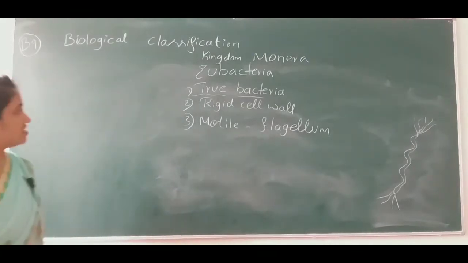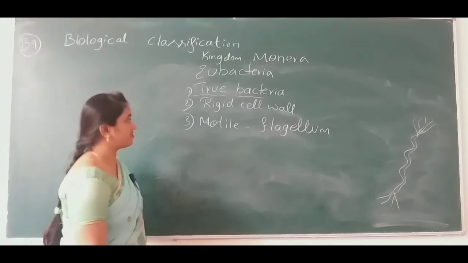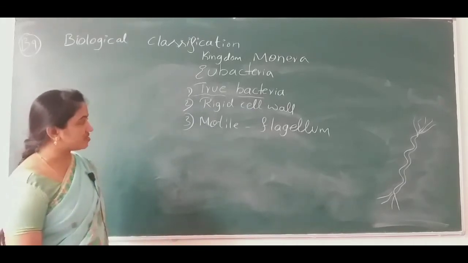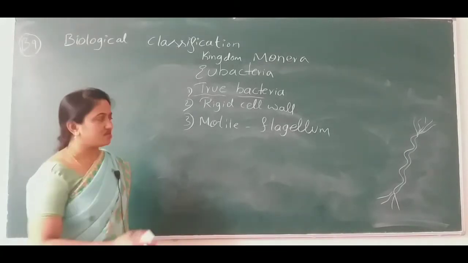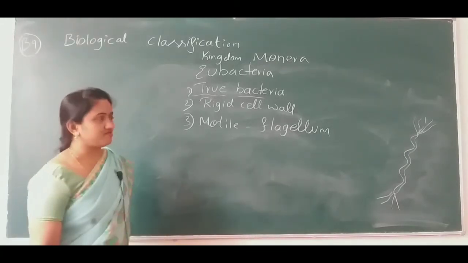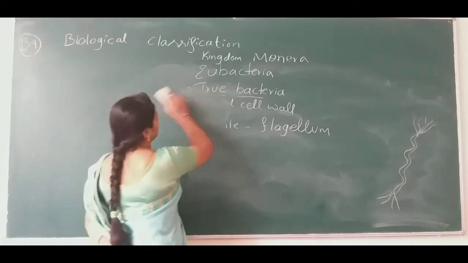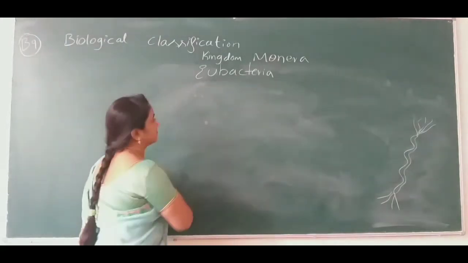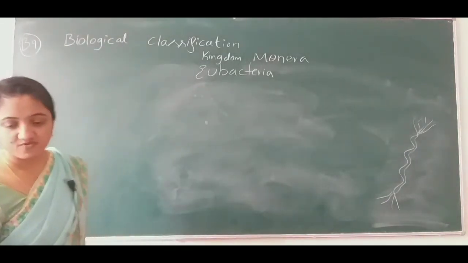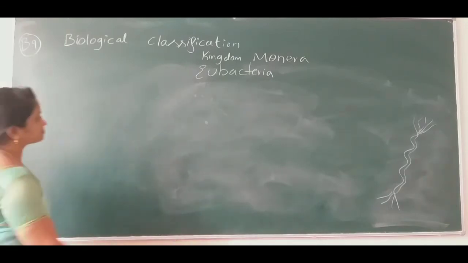So the next is true bacteria. These consist of a rigid cell wall. If it is motile, it will have the flagellum. Okay, so these are the very basic characteristic features of bacteria. More than this, the very important thing is what I am going to write now. So this is important.